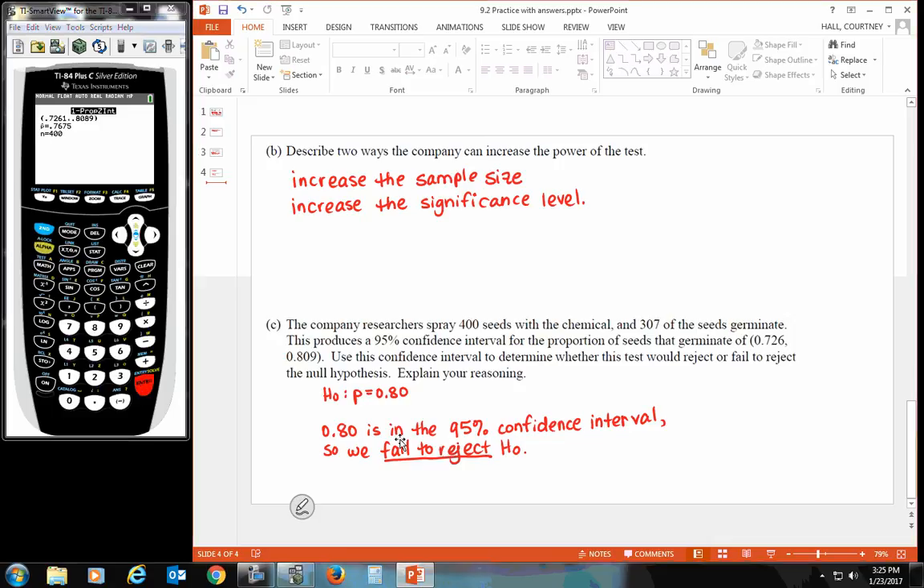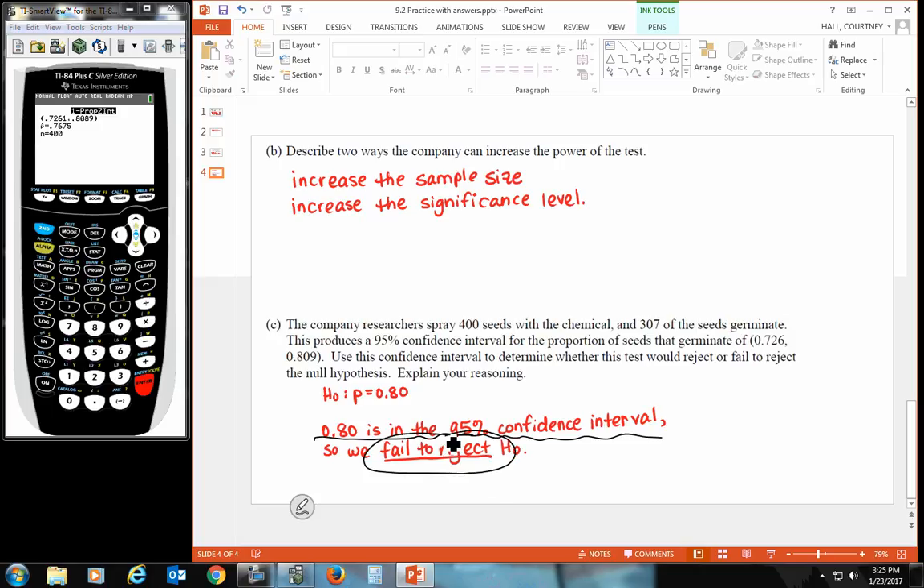Since 0.8 is in the 95% confidence interval, we fail to reject the null. Just because it is inside the confidence interval, it is a possibility.